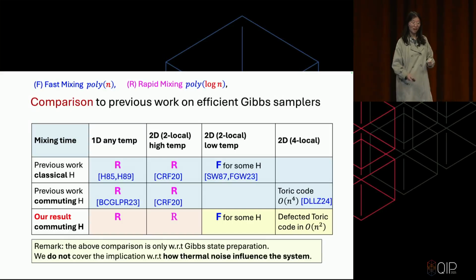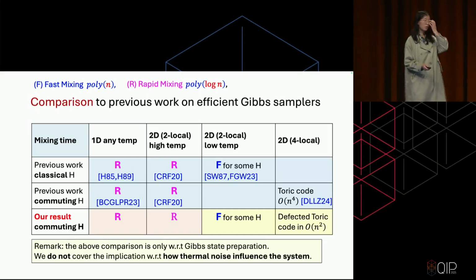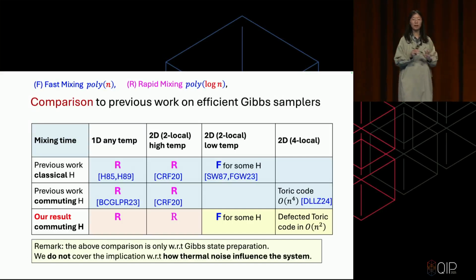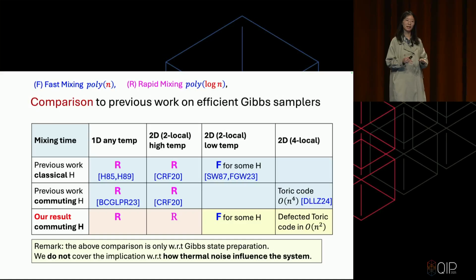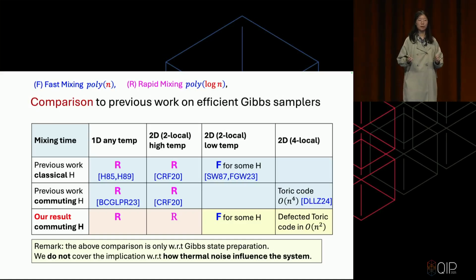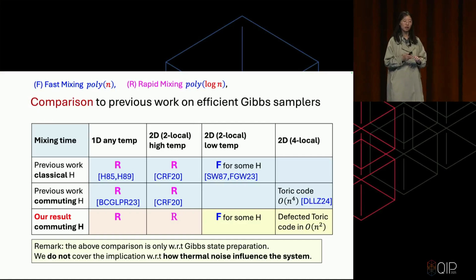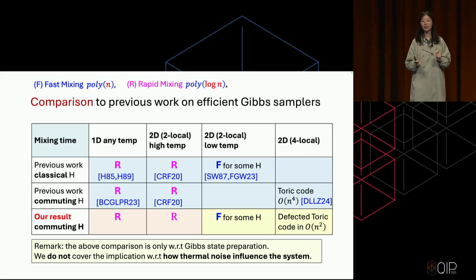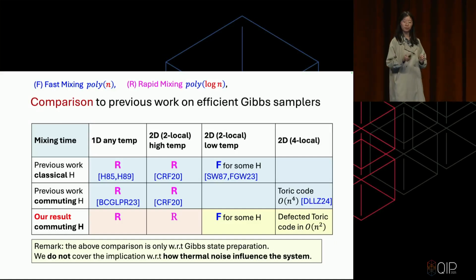And a remark: this table is only for comparison for the task of preparing Gibbs states. Previous work depends on a depth generator, so it naturally has some relationship with the summarization process. This is something we don't cover.